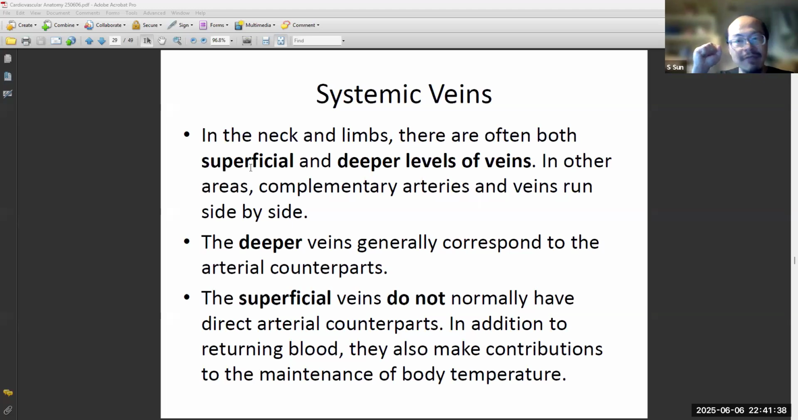We have the deep veins that go side by side with the arteries, but we also have additional branches of veins that run superficially in the neck and the upper and lower limbs. They basically run just underneath your skin. Most of the arteries are not underneath your skin; they are deeper, but those veins run underneath your skin, not embedded in the muscle. So we have superficial veins and we also have deep veins. Deep veins run parallel with their artery counterparts, but the superficial veins are in addition to the deep veins.